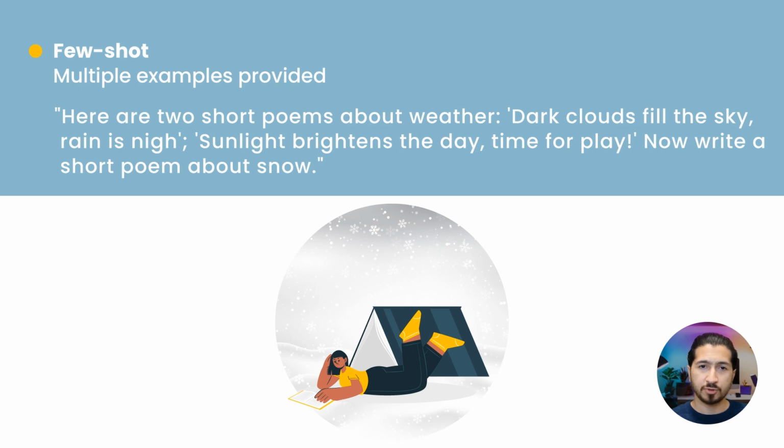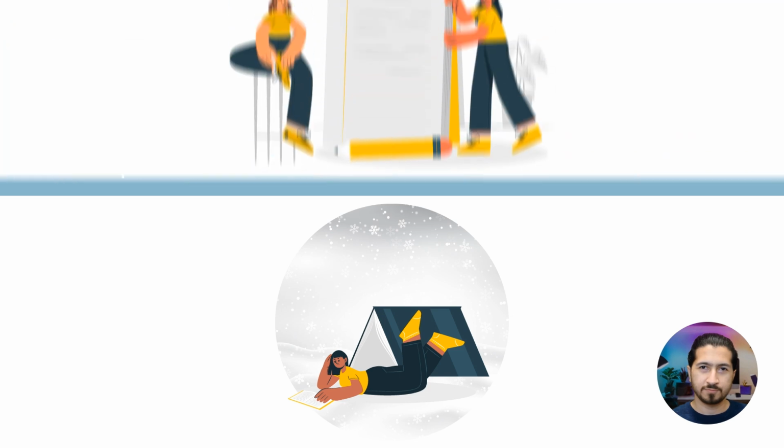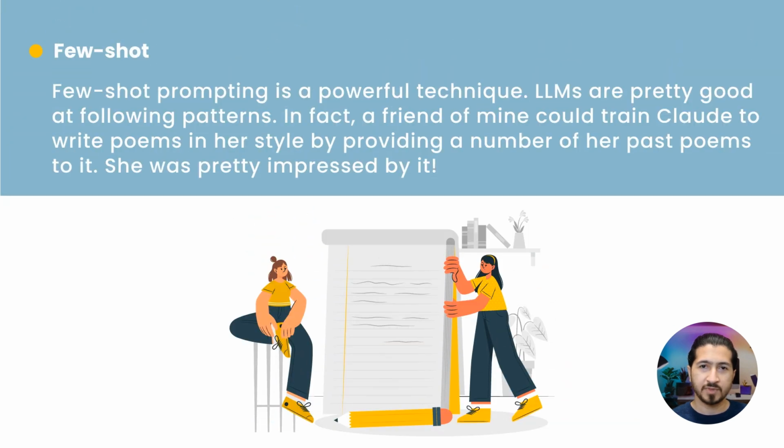In few shot prompting, multiple examples are provided. For example, here are two short poems about weather, and then we go ahead and provide two short poems to the model. Then we continue. Now write a short poem about snow. Few shot prompting is a powerful technique. LLMs are pretty good at following patterns.